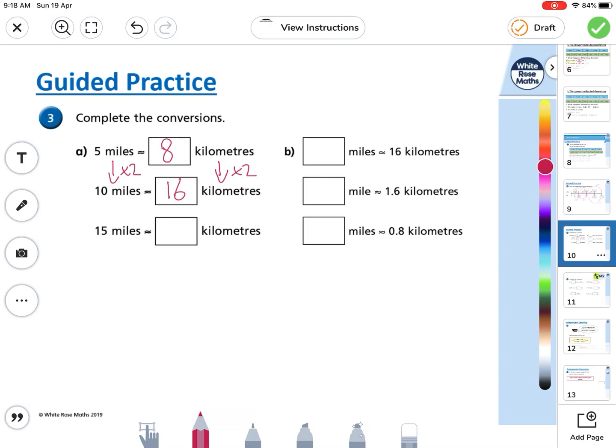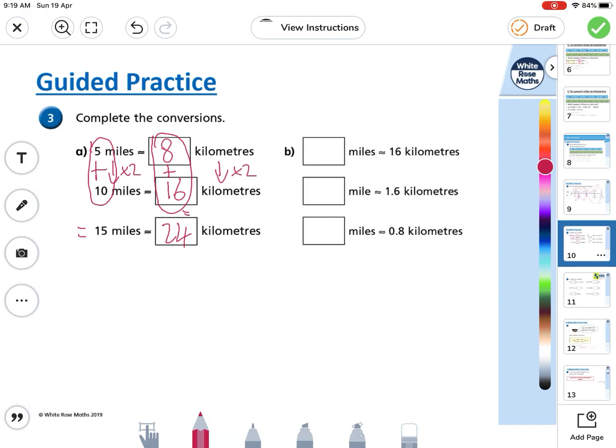Now, what about 15 miles? Well, if these were added together, they would equal 15 miles. So I'm going to do the same here. 8 plus 16 equals 24 kilometres. Okay, so let's move on to B. How many miles is 16 kilometres?